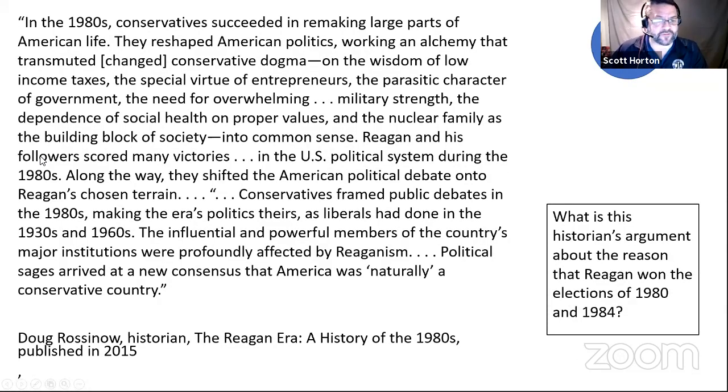So we're going to look at a couple different historians' answers to questions similar to this question of conservatism and the role of the government in the world, shifting gears just a little bit. What is this historian's argument about the reason that Reagan won the elections of 1980 and 1984? We'll start the timer here, give you a minute to read through, and see if you can come up with an answer to that question.